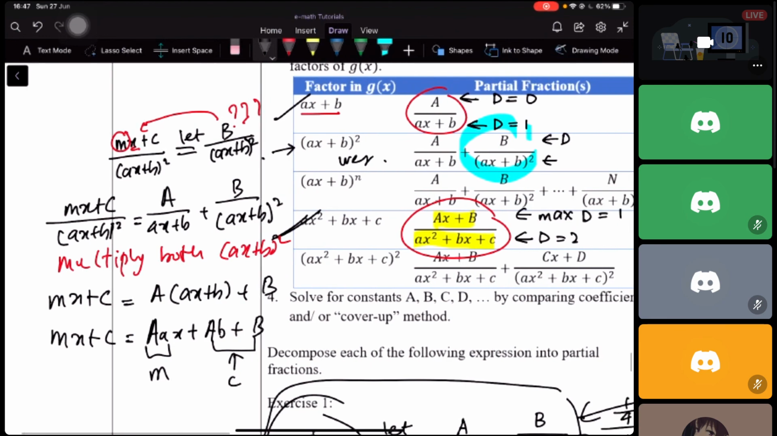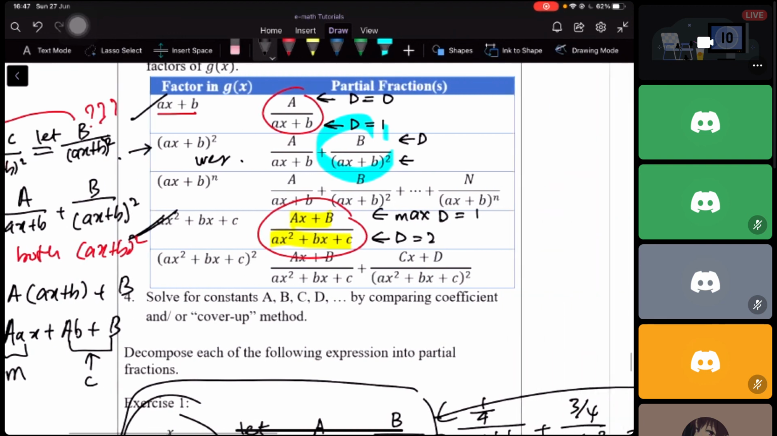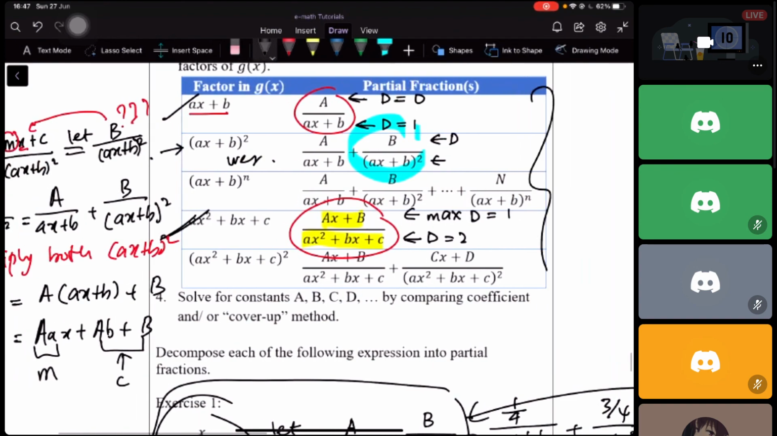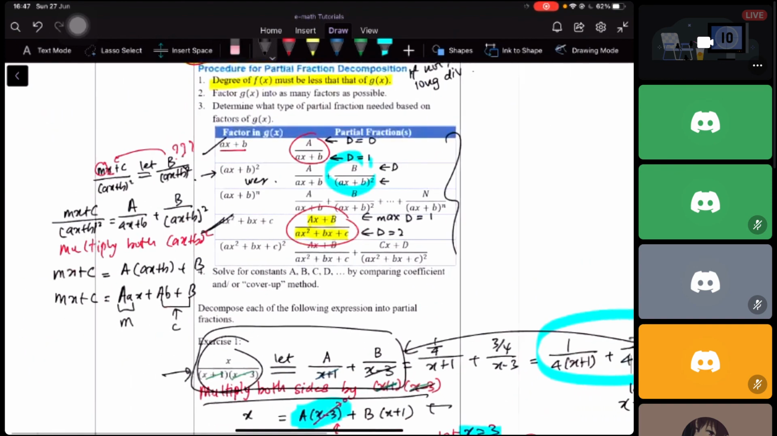And I think in your syllabus you only learn up to repeated quadratic factor, and I think this is all you need. Okay, this is all you need. Okay, so with that we are done with 1.1 and 1.2. I know it's a lot of new stuff for you.